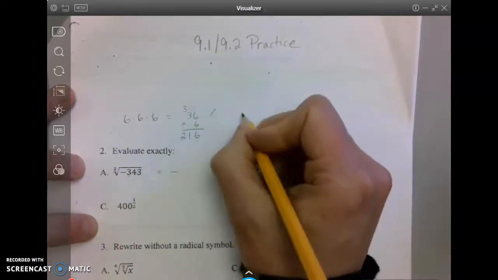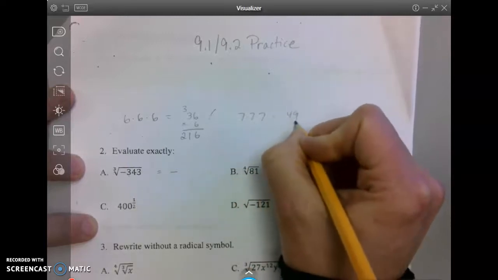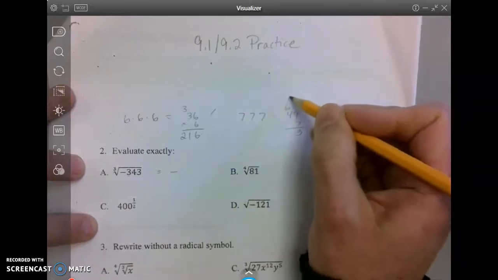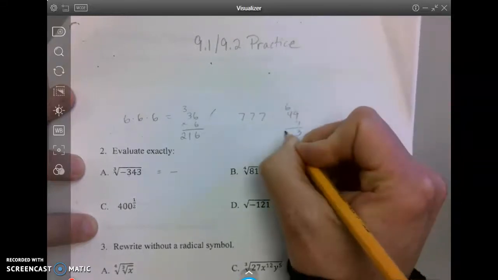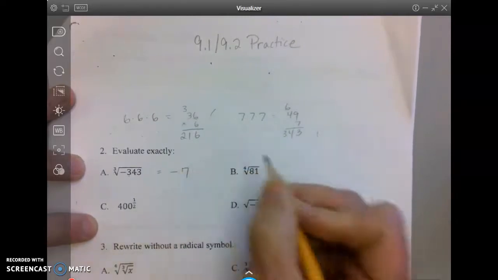It's not that. Now let's try 7 times 7 times 7, which would be 49 times 7, which is 3, carry the 6, 28, 29. Oh, that's it, 343. That's what I wanted, so it's negative 7.